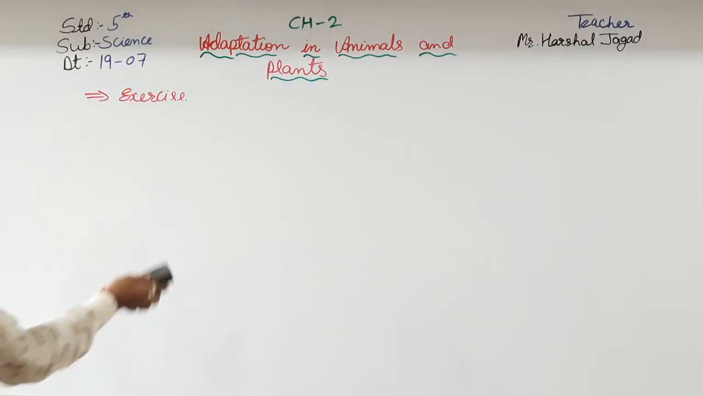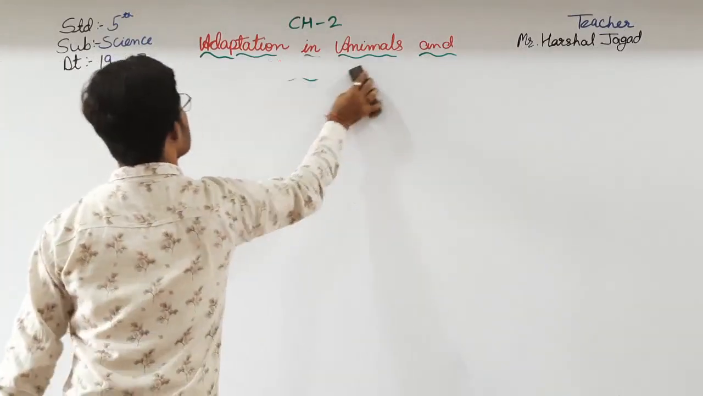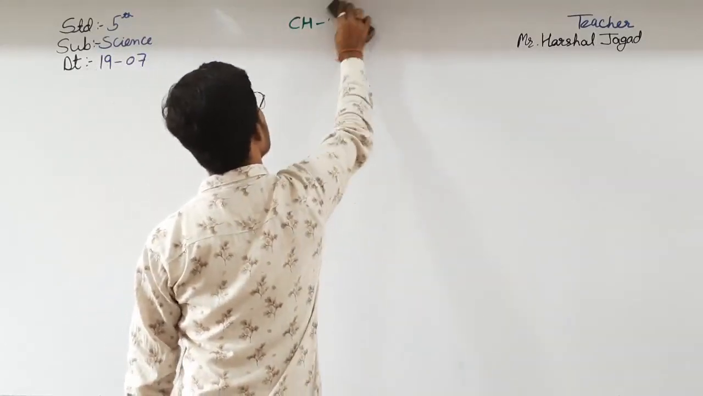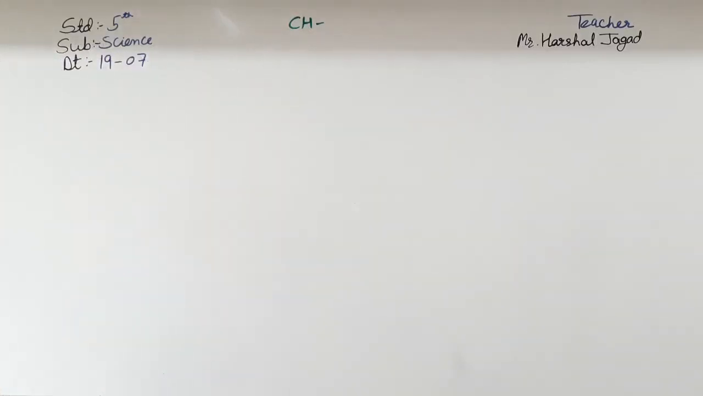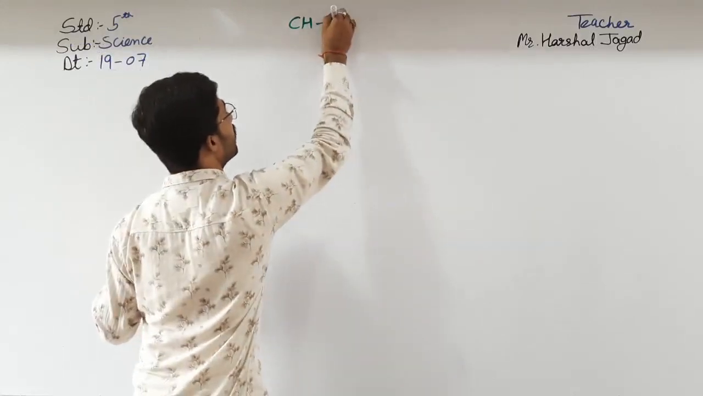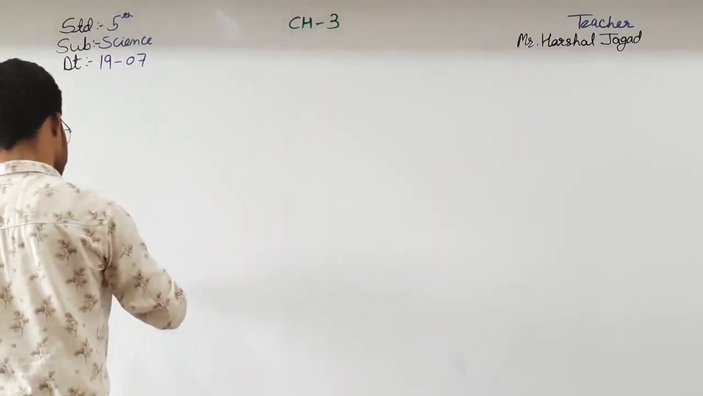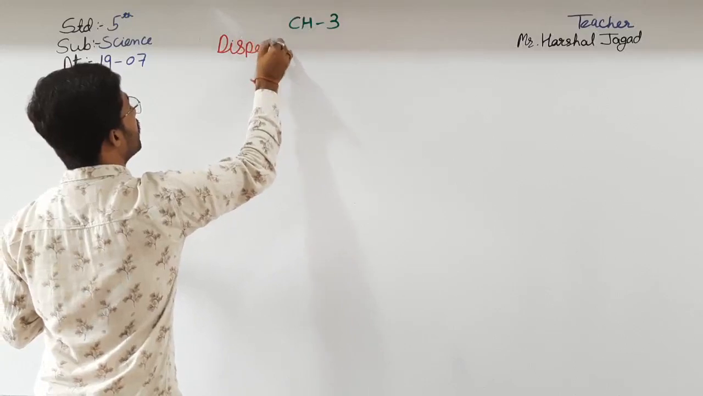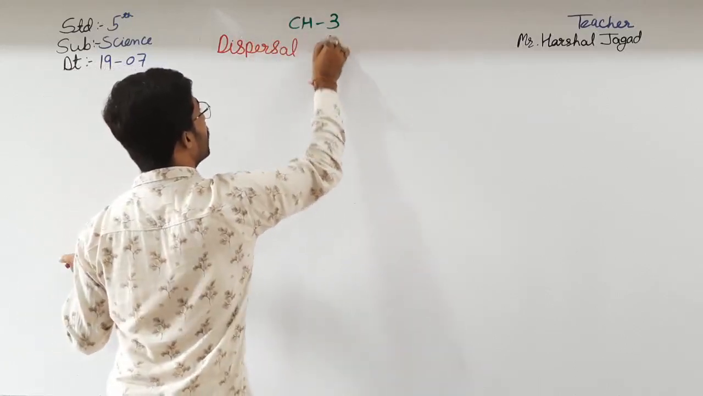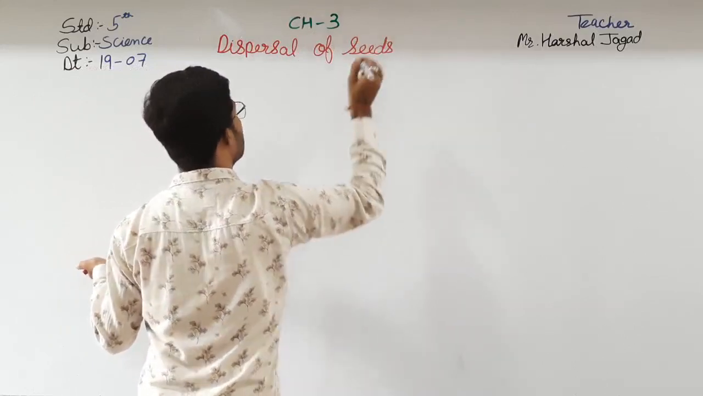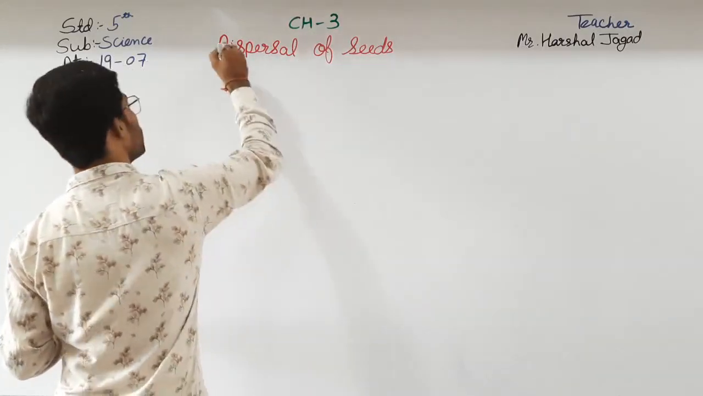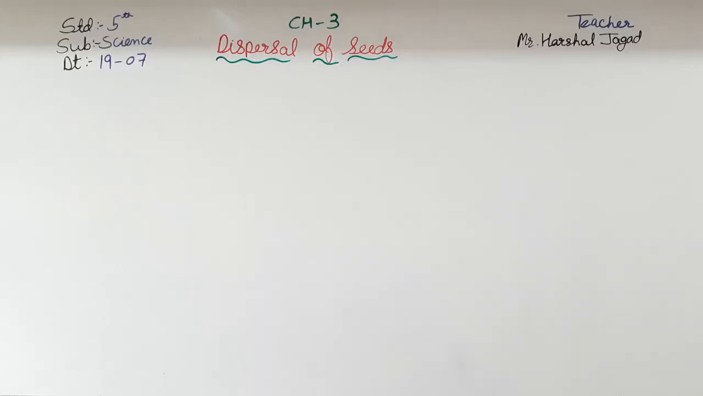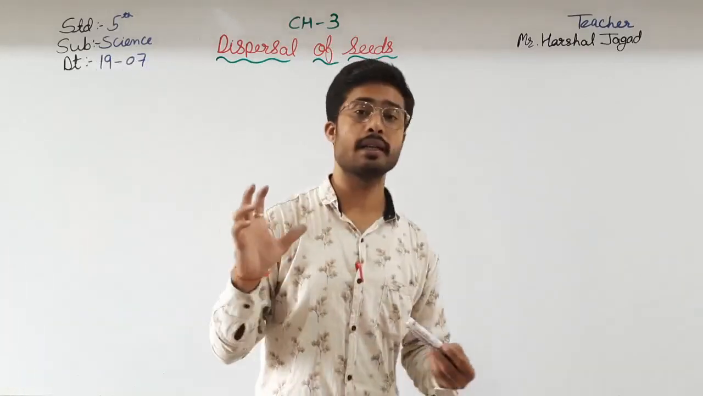Chapter number 3, dispersal of seeds. Okay, so in this chapter we will discuss how seeds are dispersed.